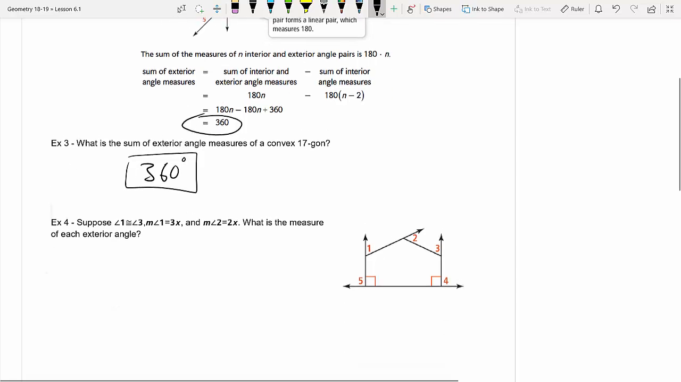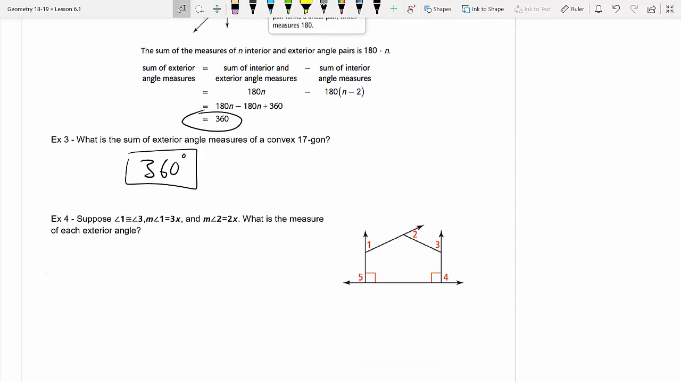So our final example is that we can use that 360 degrees to figure out an example like this. Here they told us that angles 1 and 3 were the same thing, and that angle 1 was equal to 3x and angle 2 was equal to 2x. Since 1 and 3 are the same, we know 3 is equal to 3x. Looking at what they've given us here, these two are right angles, so that tells me that this is 90 and this is 90 for both 4 and 5.